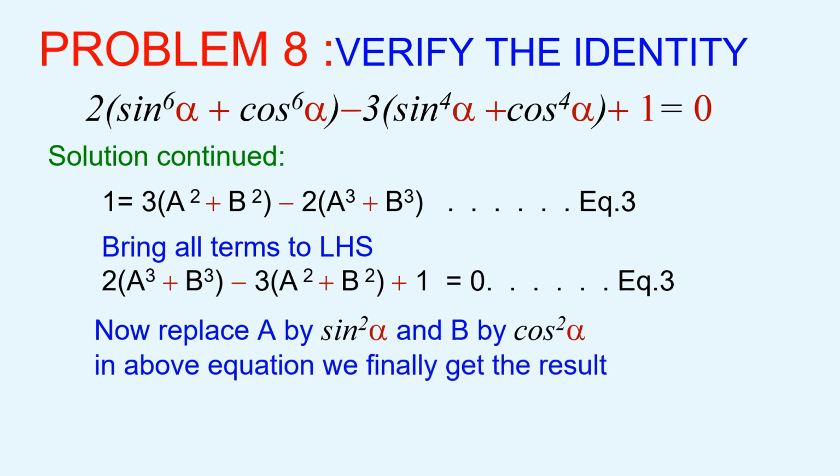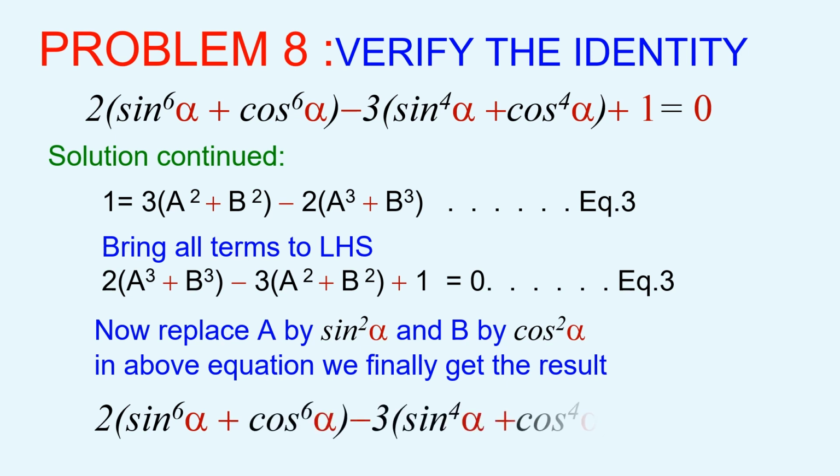We finally get the result: 2 times the quantity sine of alpha to the power of 6 plus cosine of alpha to the power of 6, minus 3 times the quantity sine of alpha to the power of 4 plus cosine of alpha to the power of 4, plus 1 is equal to 0.